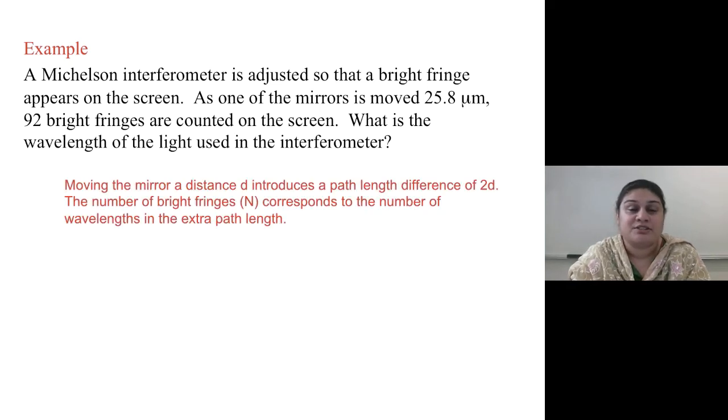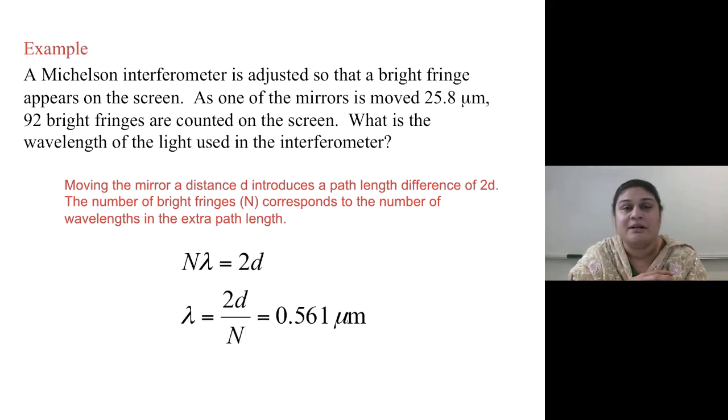So, solution. Moving the mirror a distance d introduces a path difference of 2d, right? So we're moving one mirror back, but the total path difference is going to be 2d. The number of bright fringes corresponds to the number of wavelengths in the extra path length. So nλ equals 2d, or λ equals 2d over n. Knowing d and n, we can calculate λ to be 0.561 micrometers.